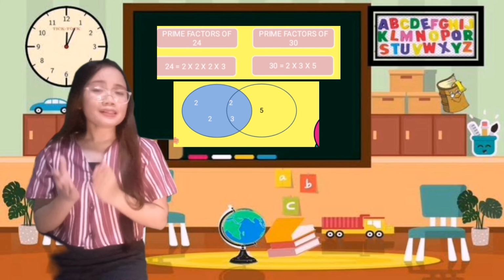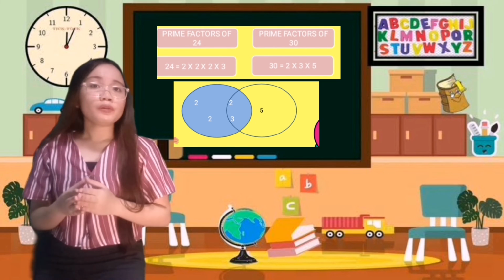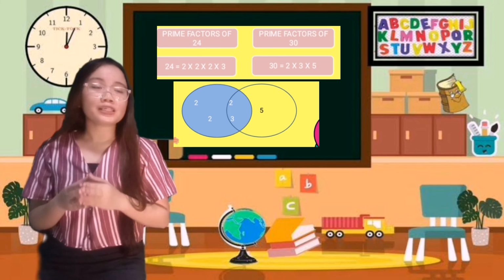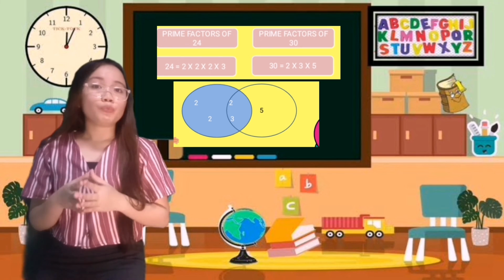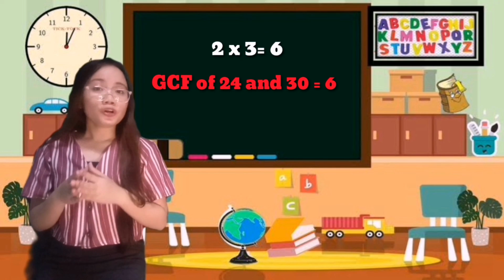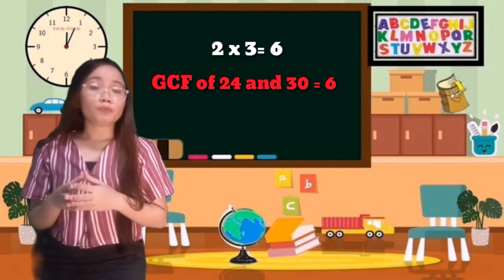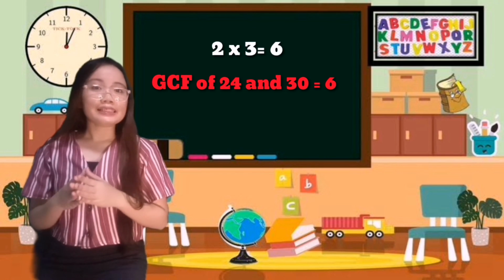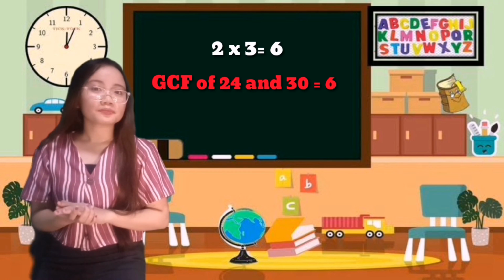And in the middle side of the Venn diagram, we will look for their similar numbers, which are 2 and 3. And when we multiply 2 times 3, it is equal to 6. Therefore, the GCF of 24 and 30 is equal to 6.